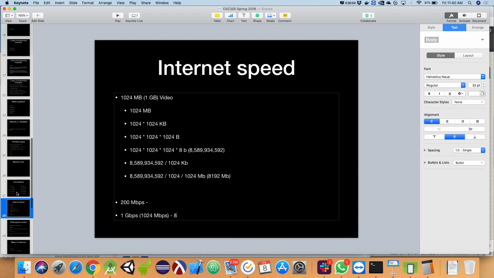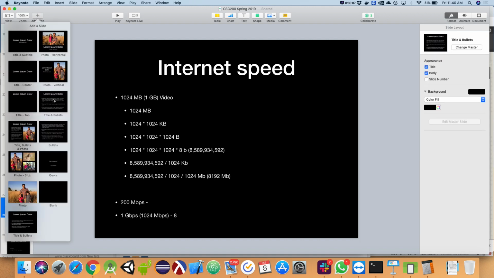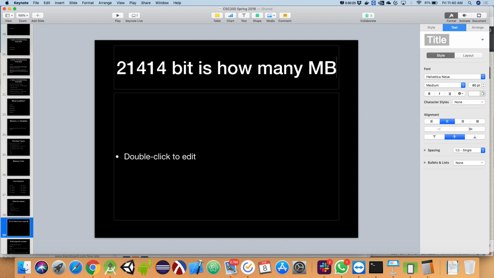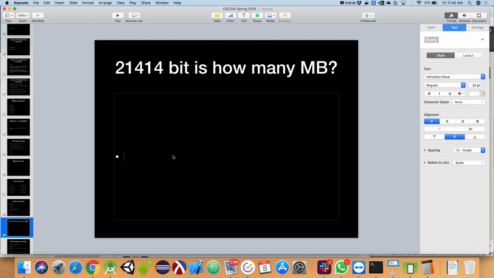All right. So does this kind of make sense on the whole converting thing? So like on a quiz or something like that, if I were to give you something like this that says, okay, let's do 21,414 bits is how many megabytes? Go ahead and take about 2 minutes and try to solve that. So we're going from bits to megabytes. You got to jump that column and then do your 1024s in the right order.